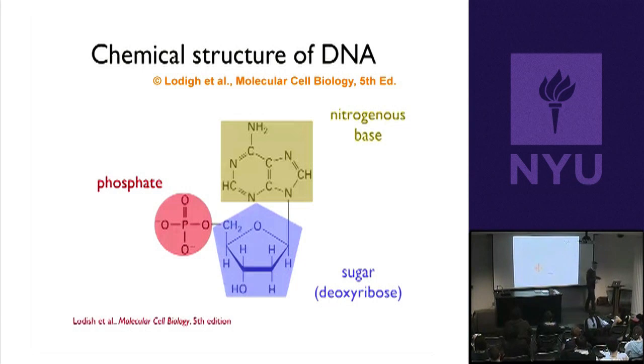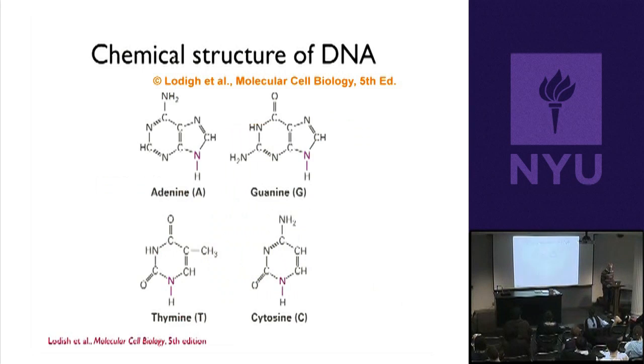As I said, the bases come in 4 flavors. They're called adenine, guanine, thymine, and cytosine, abbreviated as A, G, T, and C. Again, I don't care that you know which one is which or what the exact structure of these are. The really important thing is that there are 4 types. There's 4 letters, basically, in the DNA language, and these are those letters.